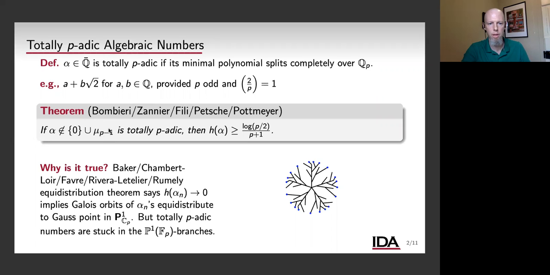away the case where you're looking at p minus first roots of unity or 0, then if an algebraic number is totally p-adic, its height is bounded below by some quantity depending only on p. This quantity comes out of a later result. This was improved by Paul Fili, Clay Petsche, and then an idea of Clay Petsche that Lukas Pottmeyer ran with gives this lower bound. Okay, but notice that I don't say it's sharp in this case.